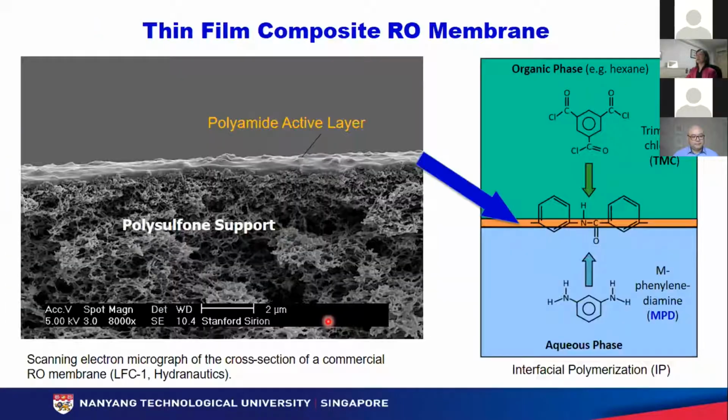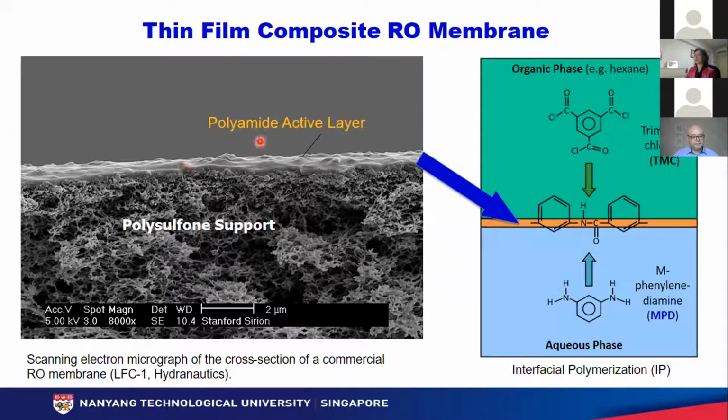The state of the art of RO membrane is the thin film composite RO membrane. That's the typical SEM to show the structure. You can see the bottom part is considered the substrate support, a microporous membrane typically made of polysulfone. Then on the top, there's a thin polyamide layer. Actually, this is the selective layer to do the separation.